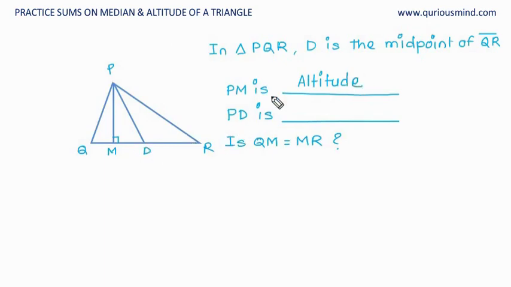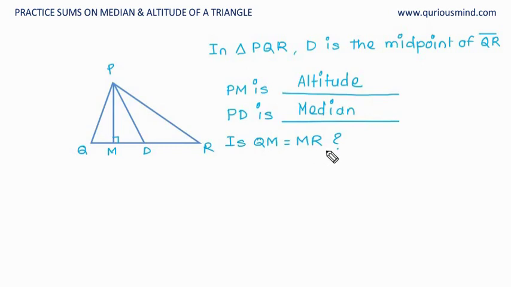PD, it is given that D is the midpoint. And because D is the midpoint, a line segment joining a vertex and the midpoint of the opposite side is called a median. QR is the opposite side of P, and PD is a line segment joining vertex P and the midpoint of its opposite side. Hence PD is a median.